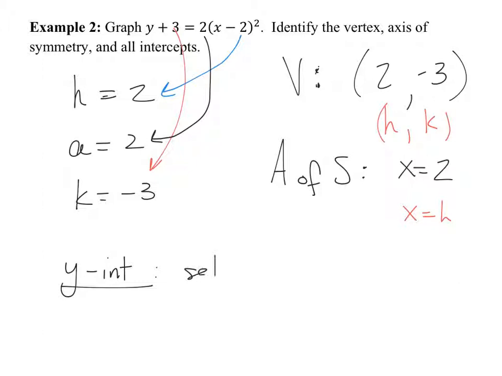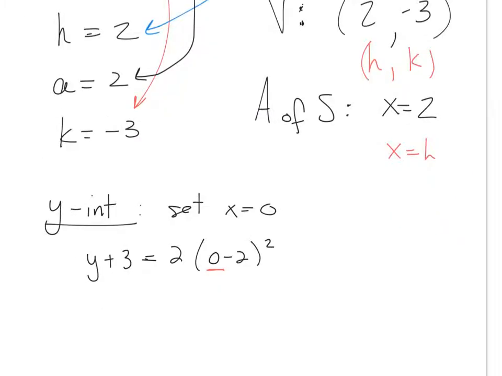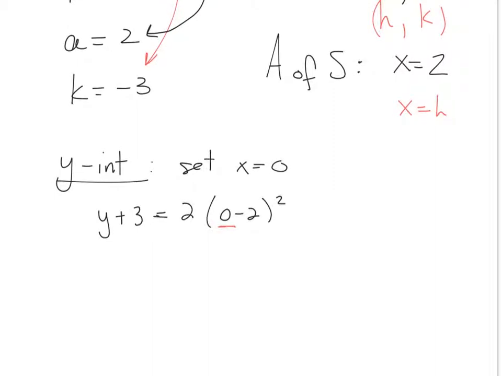So you set x to 0. And there's the 0 right there. Make sure you set it equal to 0. And then just solve for y. This is going to be negative 2 squared, which is 4. 4 times 2 is 8. 8 minus 3 is going to give us 5. So my y-intercept is (0, 5).